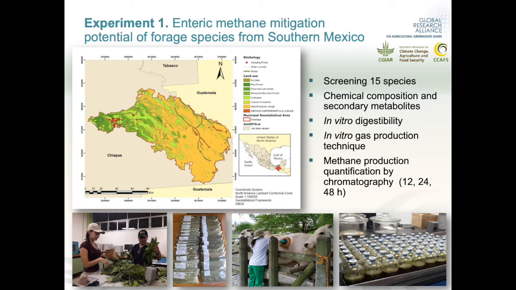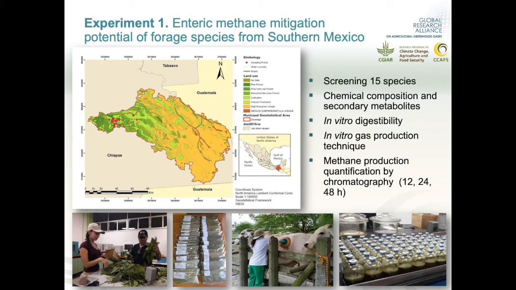In the first experiment, enteric methane mitigation potential of forage species from southern Mexico was evaluated. The samples were taken in the municipality of Ocosingo Valley, that covers the largest region of the Lacandon rainforest. The species used for the study were selected based on local knowledge and cultural importance for livestock producers. A total of 15 species were collected.